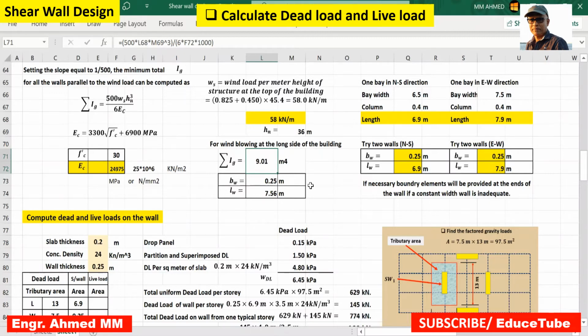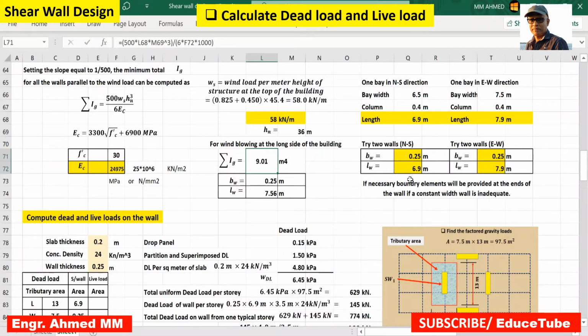So the one bay walls in the north-south direction would have a length 6.9. How it comes? 6.5 plus 0.4 for the column. Because this one 6.1 bay width, this is 6.5. So 6.5 from here it will be extended 20, here to be extended 20. I mean 0.2, 0.2. So it is 0.4. That's why length of the shear wall it is 6.9.